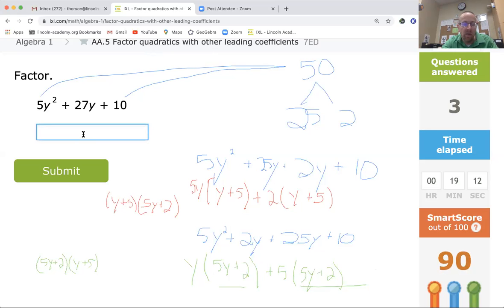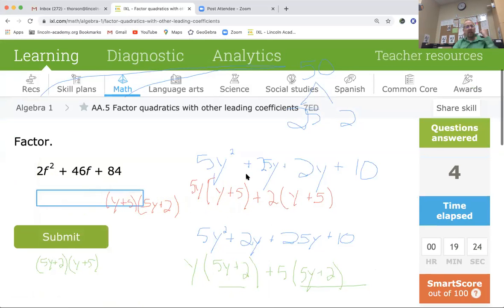I could type in the 5y plus 2 first. Make sure you do parentheses though. And then the y plus 5. Or I could do the y plus 5 first. Excellent. Any questions on that? Do you feel comfortable doing those? Okay. All right.